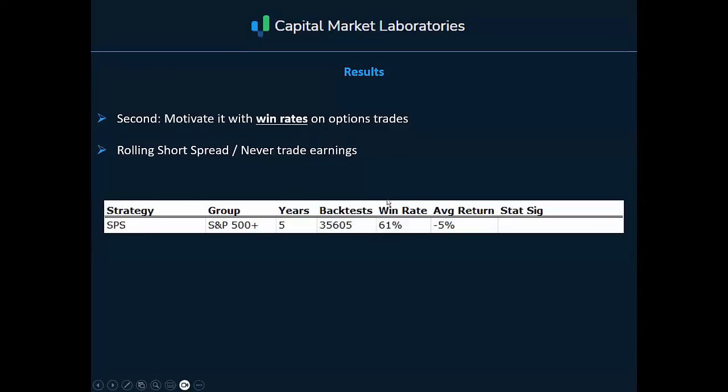The win rate was 61%. You know you can have a good win rate when you're selling put spreads, right? Yeah, but it's still a bad strategy. Right? I can give you win rates that are 80%, which have bad returns. I can make you feel really good about your win rates.